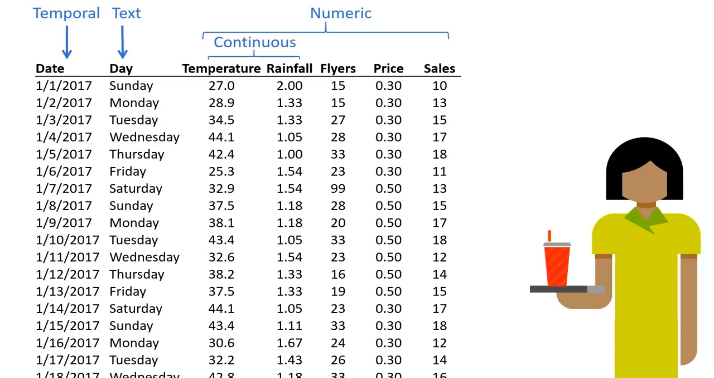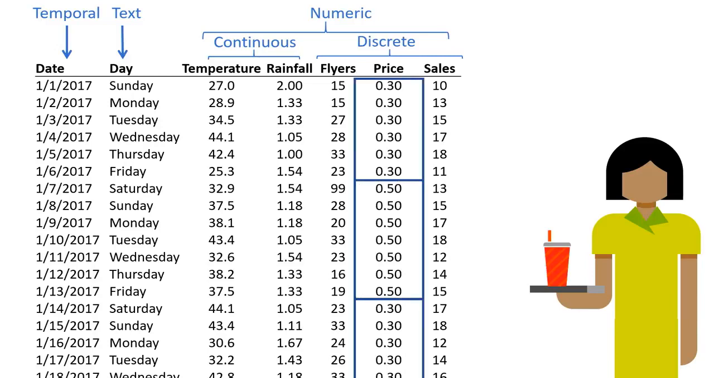Temperature and rainfall are continuous. In other words, they're measurements on a scale. Sales and flyers, on the other hand, are discrete. We count them rather than measure them. Rosie can't make 10.5 sales, for example.